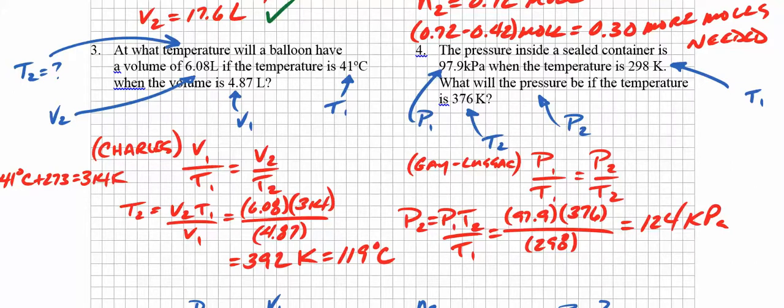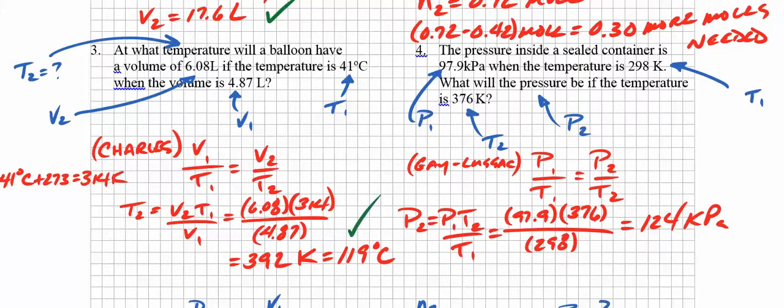So V2 times T1 divided by V1 is equal to, let's plug in, 6.08 liters, that's the V2. T1 is 314 K, and V1 is 4.87 liters. When we do that, multiplication on top and then divide by 4.87, we get 392 Kelvin, or if you want it in Celsius, just subtract 273, we get 119 degrees Celsius. Let's look at number 4.